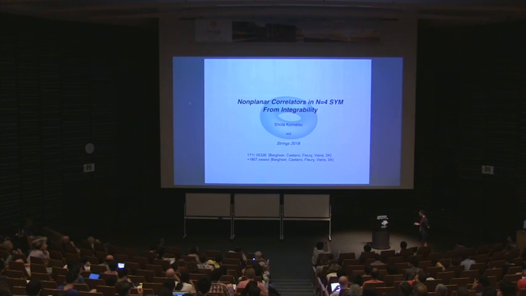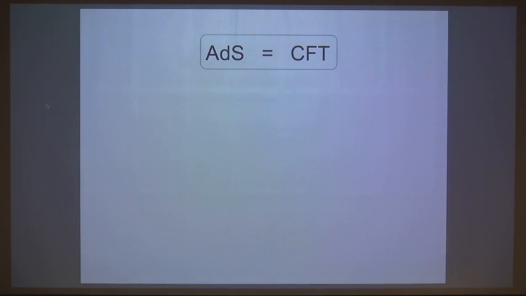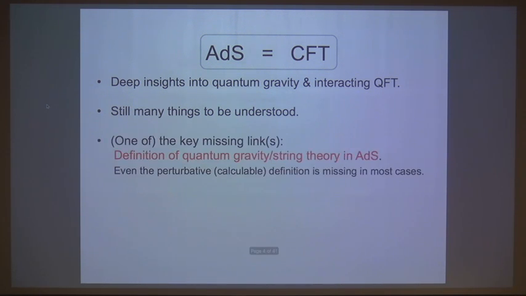So today I would like to talk about my recent works on non-planar correlation functions in N=4 Super Yang-Mills theory and their relation to integrability. Let me begin my talk with one of the most famous equalities in our field, AdS equals CFT. As we all agree, it has been providing a lot of deep insights into quantum gravity and interacting quantum field theory. But I think it is fair to say there are still many things to be understood. And one of the key missing links is perhaps the definition of quantum gravity or string theory in AdS spacetime.